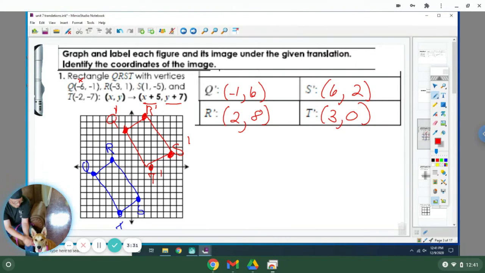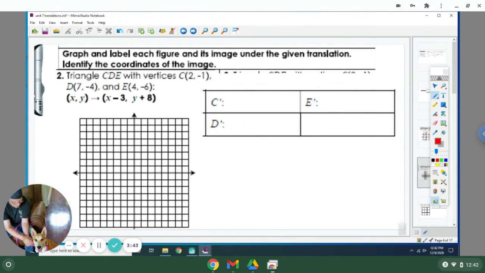Now, if you're online, it might be a little bit harder to do the drawing of the graph on the coordinate plane. So my main idea is for you to get the new coordinate pairs. That's what we're going to practice on number 2. Number 2 has a triangle with the vertices C, D, and E. And it's going to subtract 3 and add 8. So X minus 3 is -1. -1 plus 8 is 7.